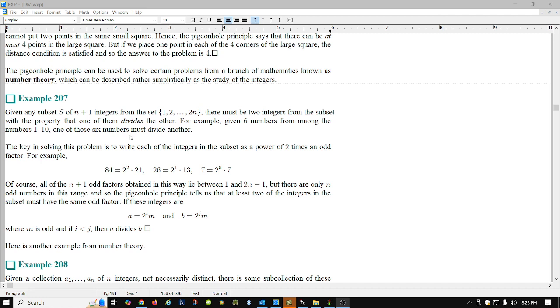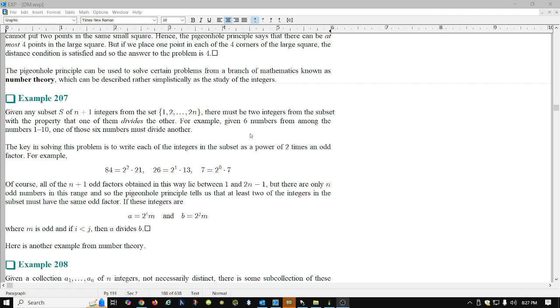Now, the key to solving this problem is to write the integers in the subset, in fact, any integer, as a power of 2 times an odd number. You can always do that. 84 is 2 squared times 21. 26 is 2 to the first times 13. 7 is 2 to the 0 times 7.